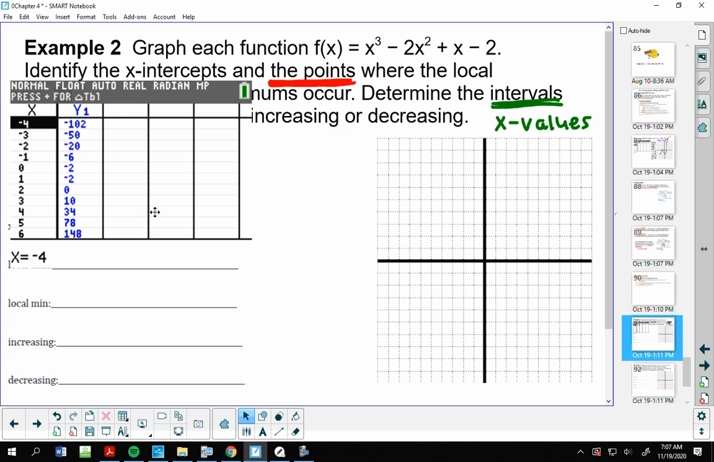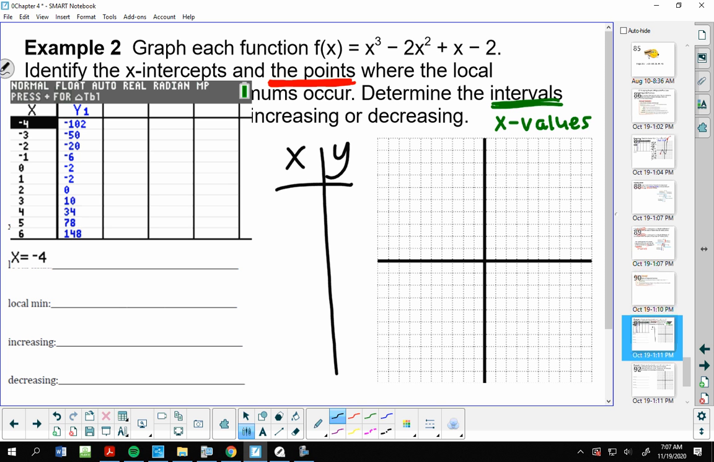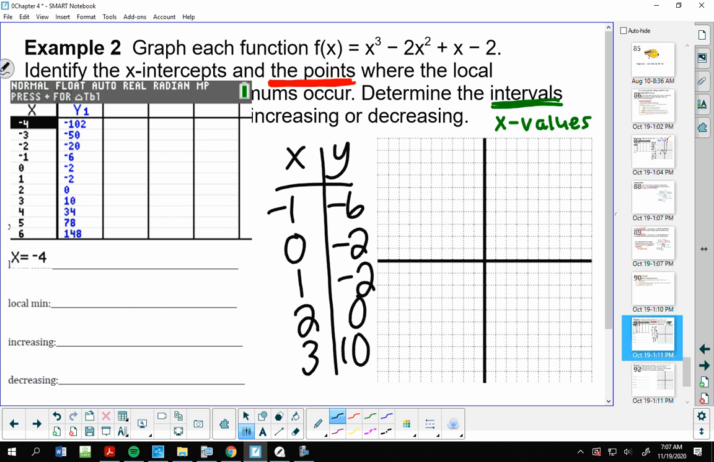All right, so let's make an XY chart. So some nice points we have: (-1, -6), (0, -2), (1, -2), (2, 0), and even (3, 10) is a nice point. So let's go ahead and plot those on our graph.